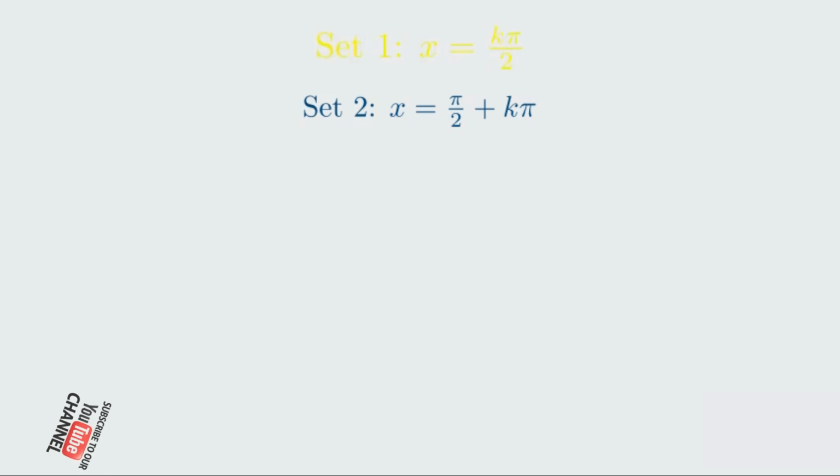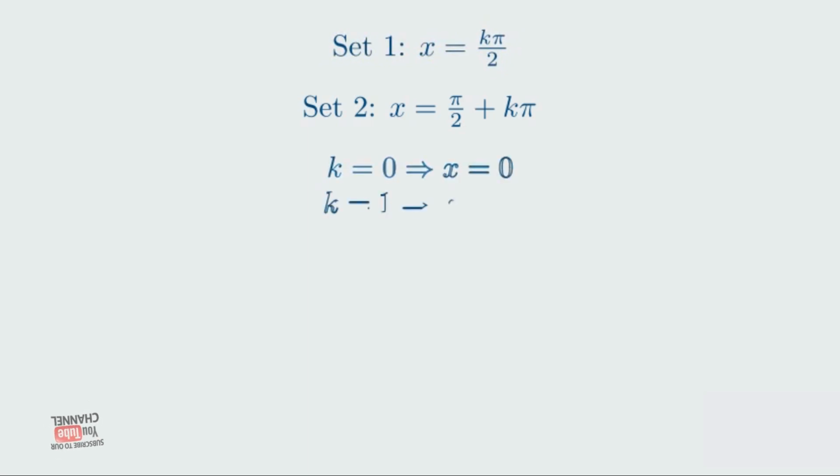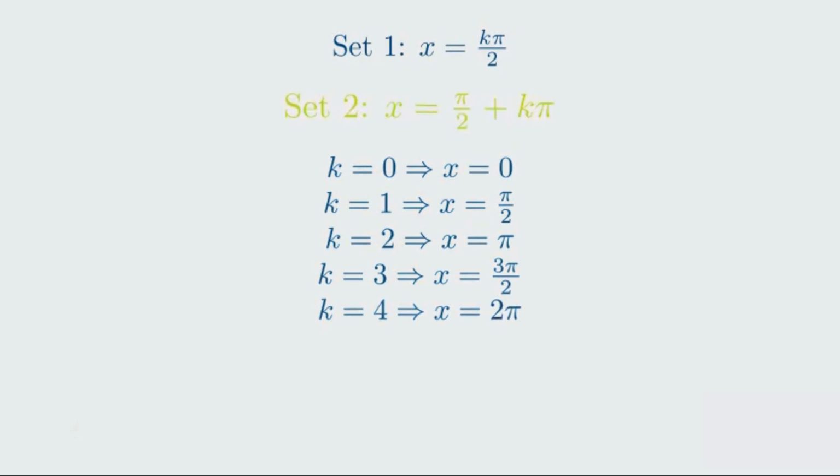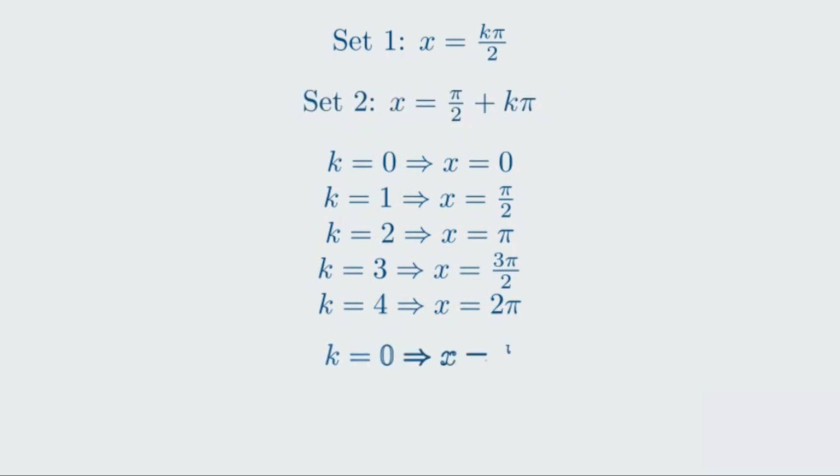For the first set, k pi over 2. If k is 0, we get 0. If k is 1, we get pi over 2. If k is 2, we get pi. If k is 3, we get 3 pi over 2. And so on. For the second set, pi over 2 plus k pi. If k is 0, we get pi over 2. If k is 1, we get 3 pi over 2. If k is 2, we get 5 pi over 2. And so on. Let's put all the unique solutions from these two lists together.